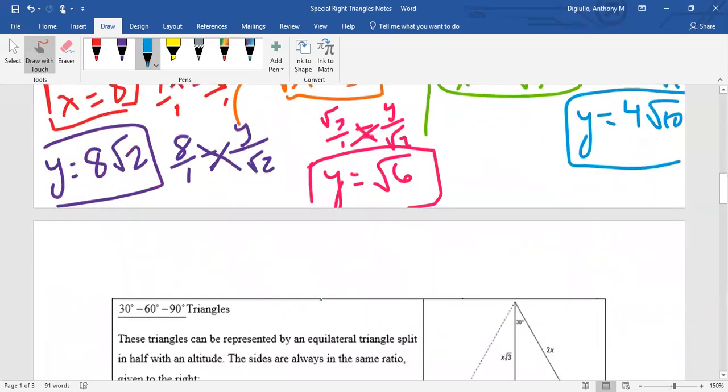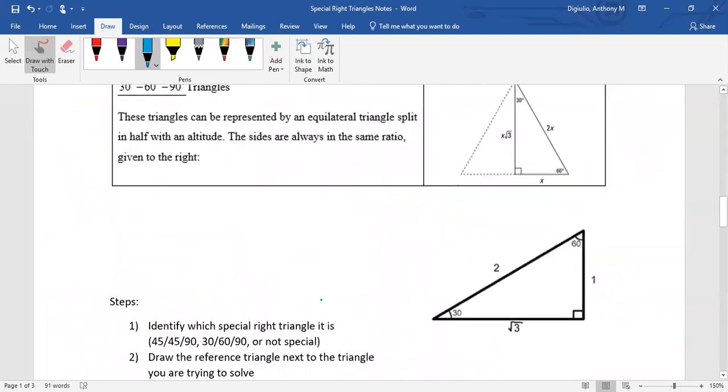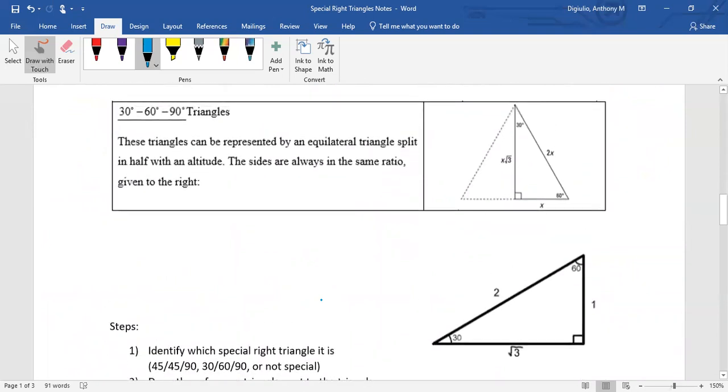Now, there's another type of special right triangle that we're going to have here as well. So it's going to be called a 30, 60, 90 triangle. And just kind of like before, remember how we said that the 45, 45, 90s were a square that's cut in half? This one's going to be an equilateral triangle that's split in half by the altitude. So just another thing to note.